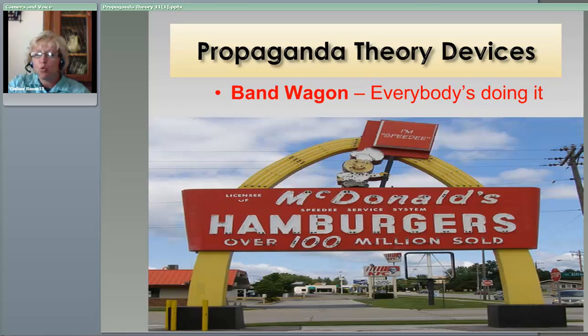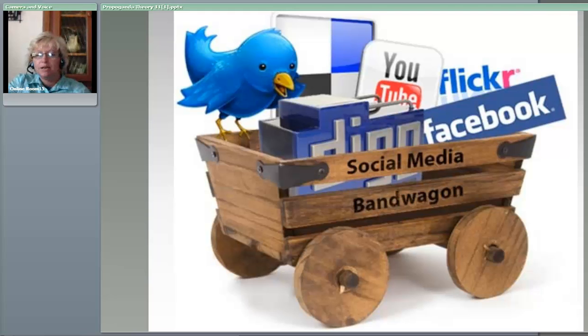So start watching as you view commercials, either online, on the web, on television, as you listen to radio. Are they using glittering generalities? Are they using name calling? Are they using transfers? Are they using bandwagons or testimonials? Start being wise to understanding that. Why is that? Now, you know what?